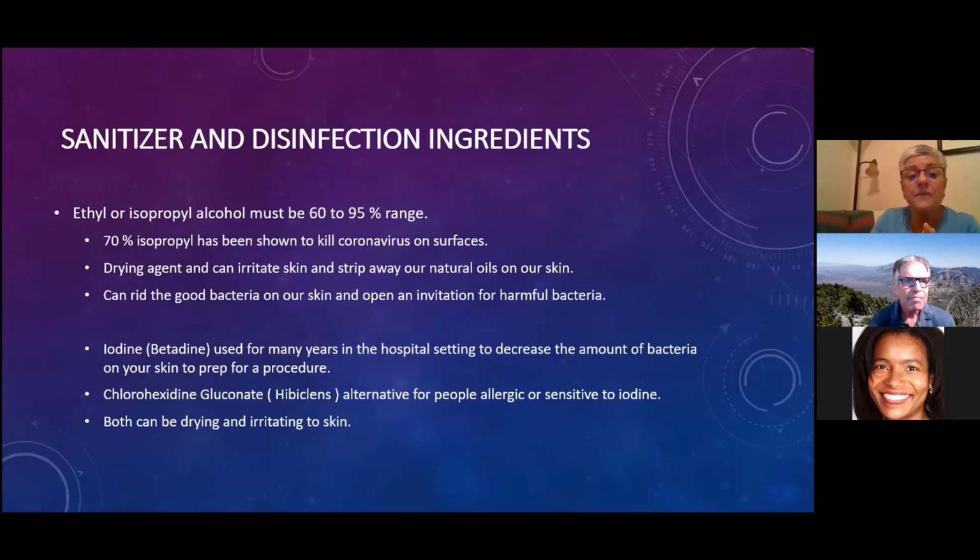Now, iodine, betadine, that's been used for many years to decrease the amount of bacteria on your skin. And it's typically used as a prep for procedures. If someone's going to have a procedure done on a certain part of their body, we scrub them down with the betadine in order to decrease the amount of bacteria. When people are allergic to iodine, we use something known as Hibiclens. And that's an alternative for people that are allergic, let's say, to iodine, or they have other sensitivities to their skin.